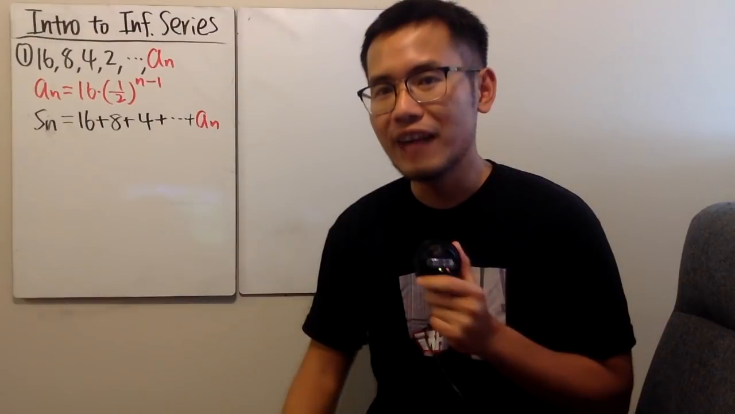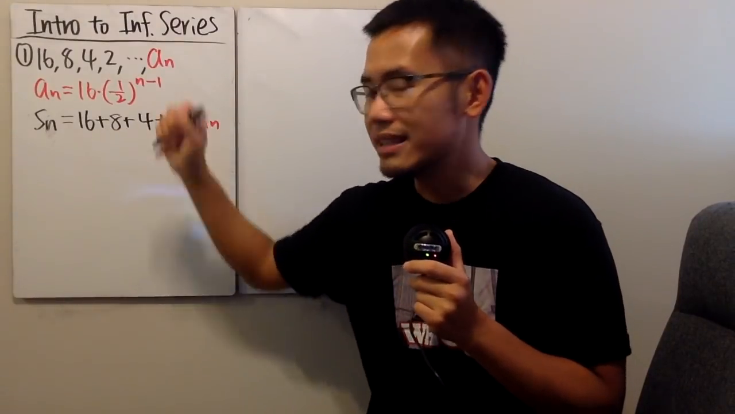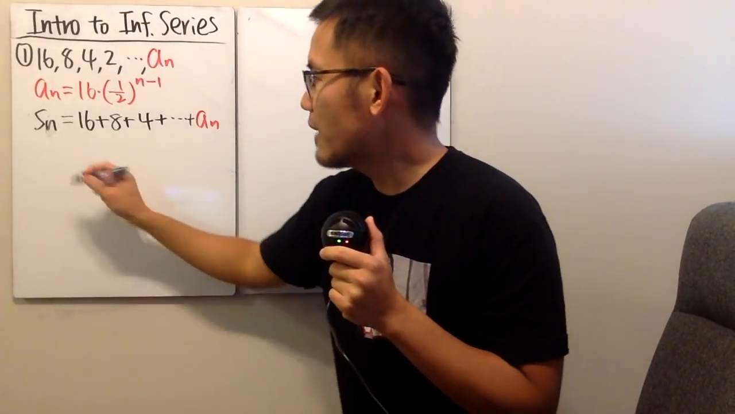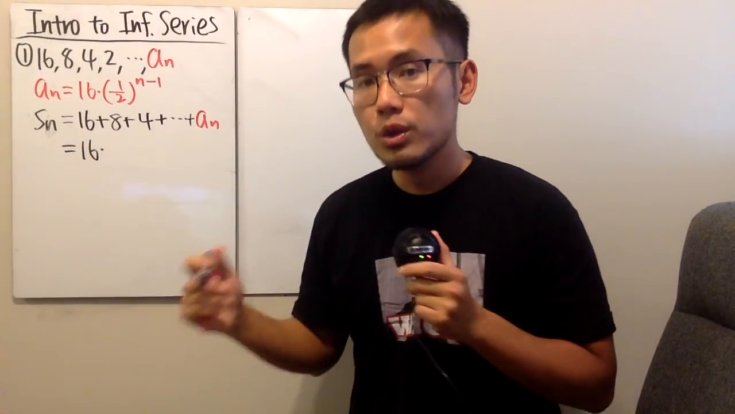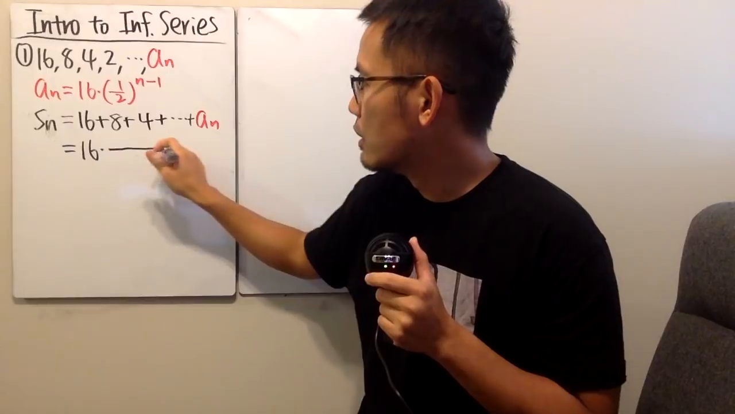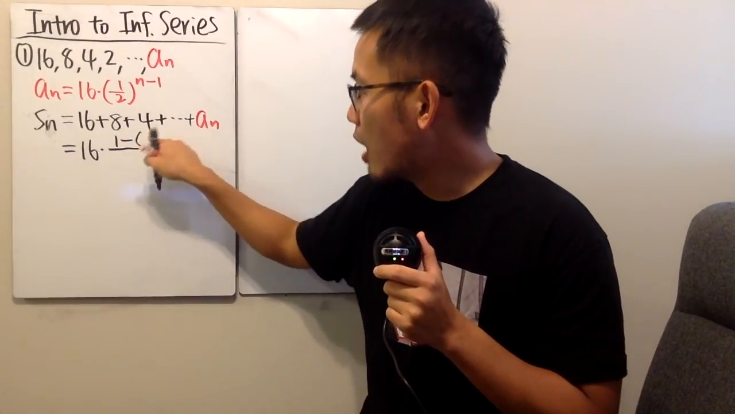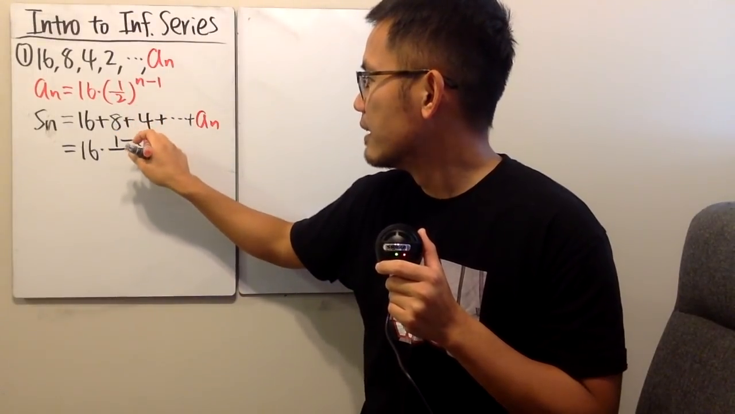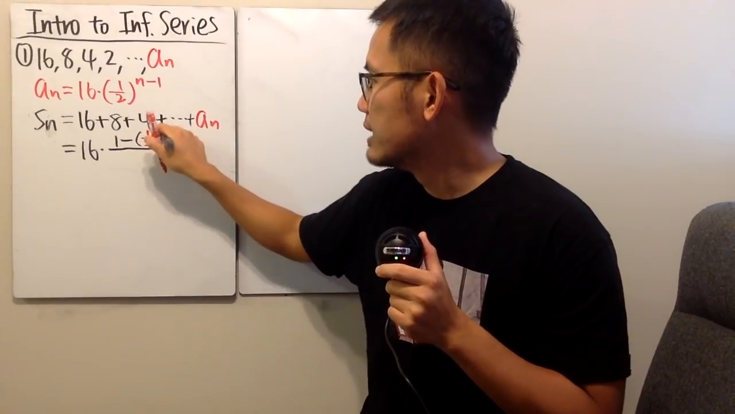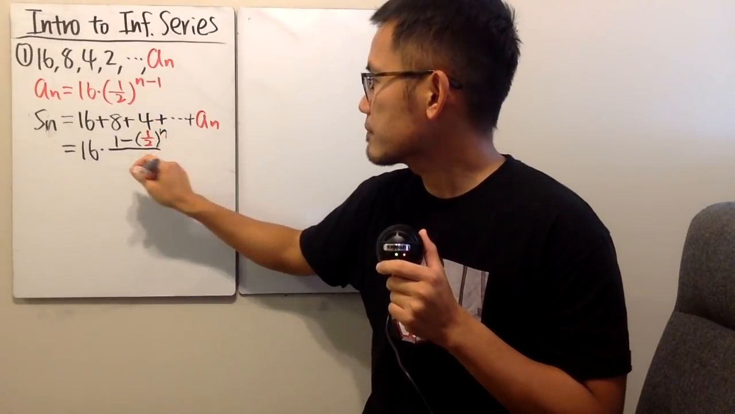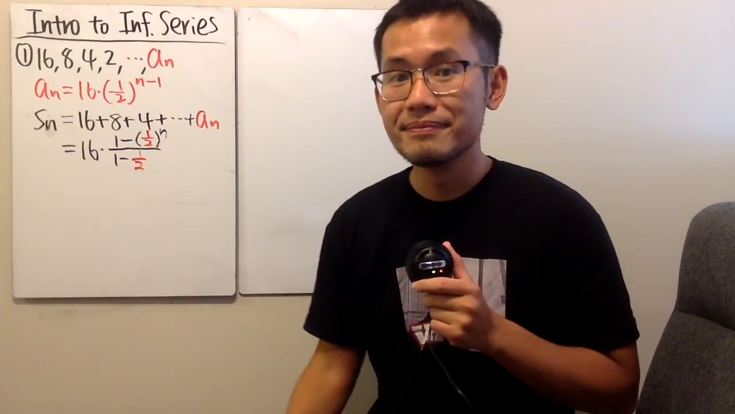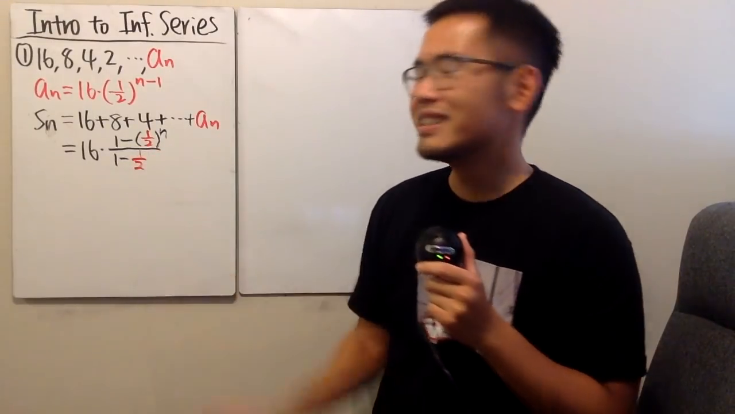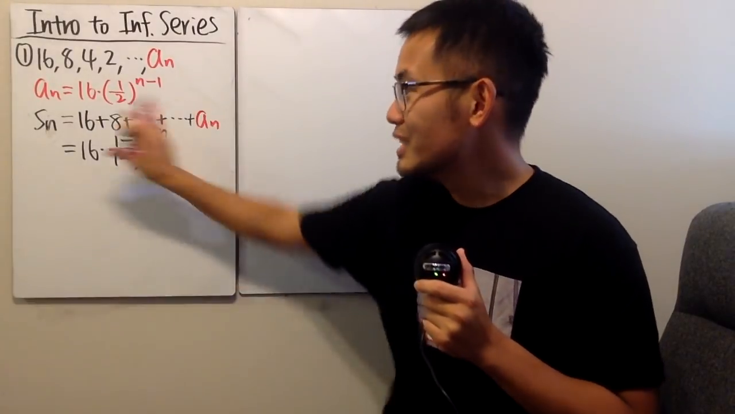Well, this right here is geometric. So in fact, we have a very nice formula to add this up. And that formula is the following. We start with the first term, which is 16, and we multiply by the fraction 1 minus r, which is 1/2, raised to the nth power, and then we divide by 1 minus r again, like this. Very nice, but unfortunately, it only works for the geometric series.